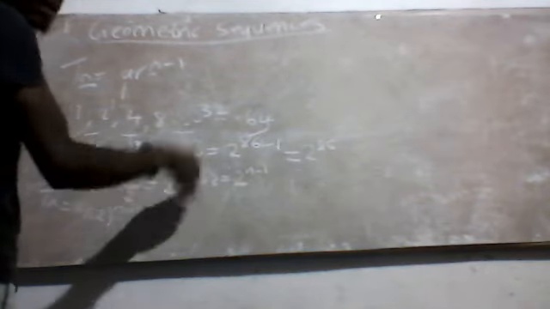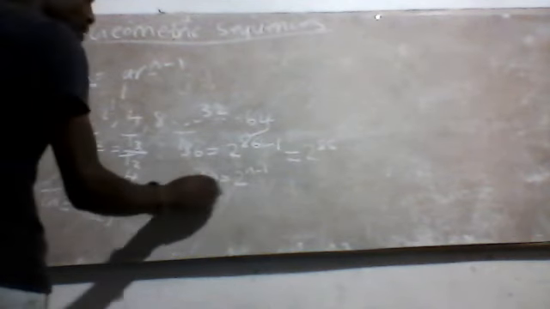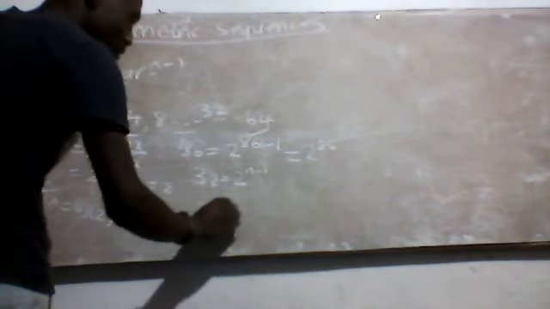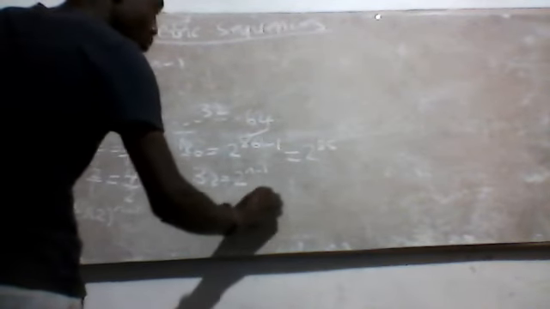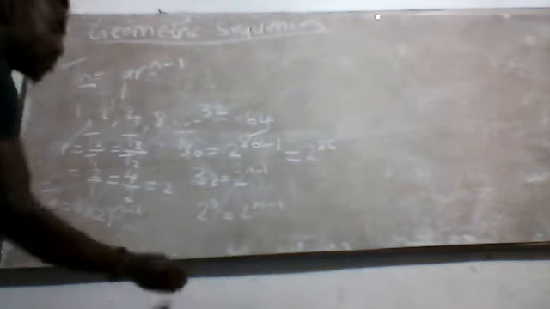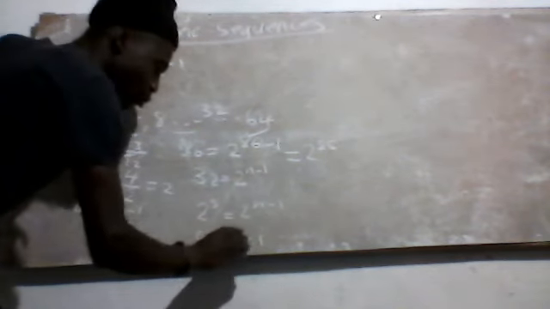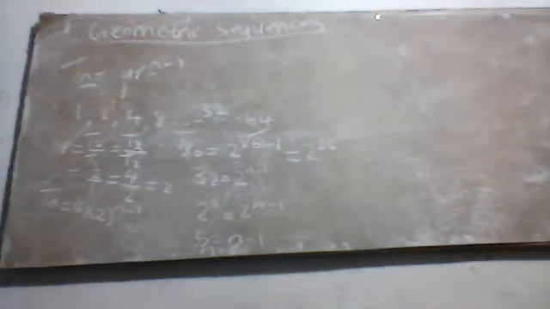How do I solve for n? I use the laws of exponents. I can write 32 as 2 to the power 5, so 2 to the 5 equals 2 to the n minus 1. When you have the same bases, you can equate the exponents, then having n equal to 6. That is how easy it is, guys.